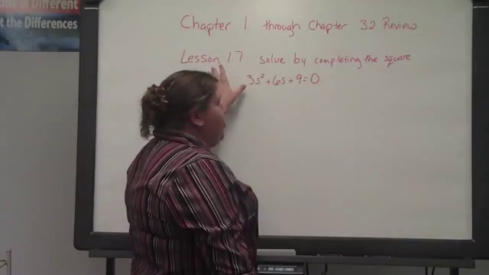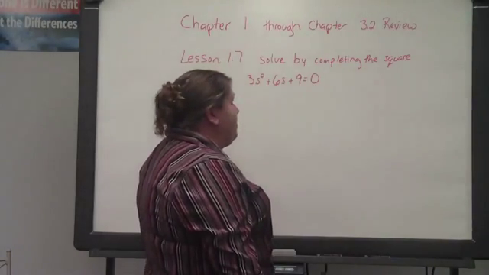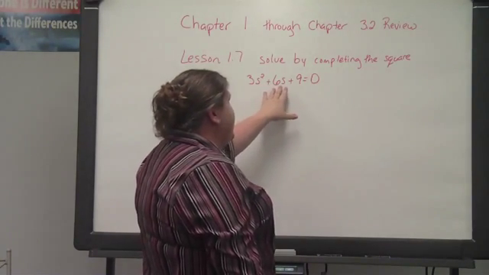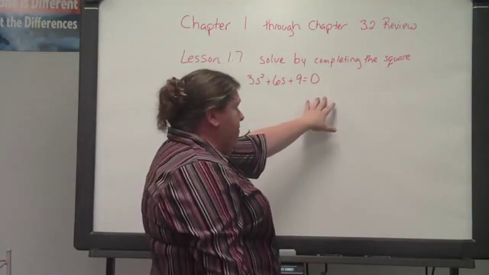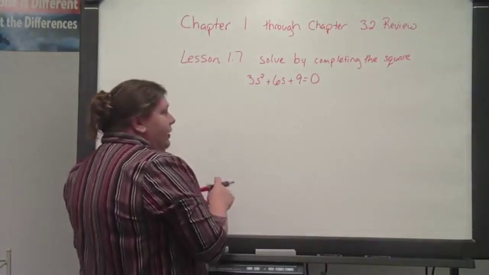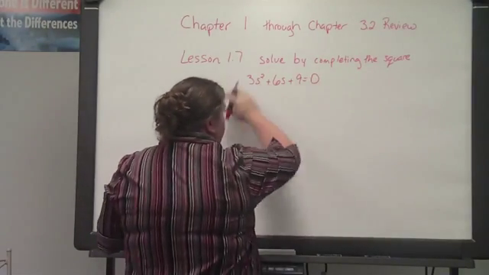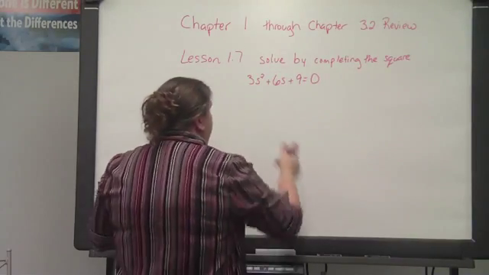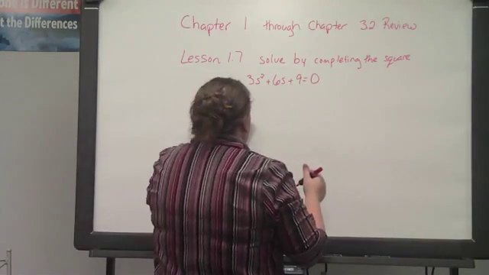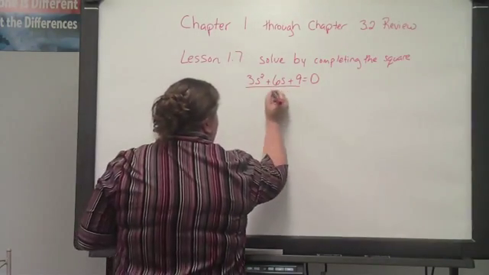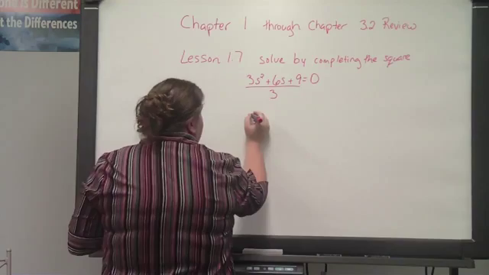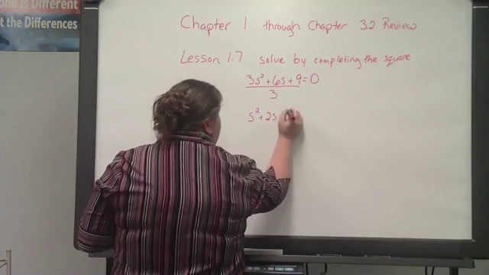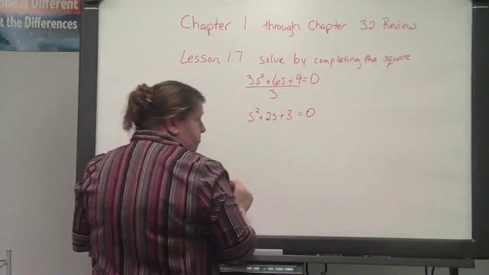The next lesson is 1.7, where we talked about completing the square. So I'm going to look at 3s squared plus 6s plus 9 equals 0. What I want to do is divide by any monomial that they all have in common: 3, 6, and 9. So I can divide all of this by 3, and that gives me s squared plus 2s plus 3 equals 0.